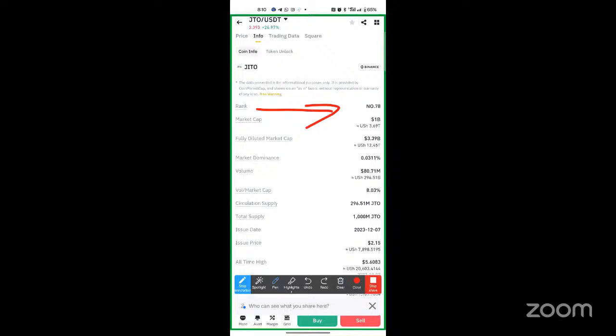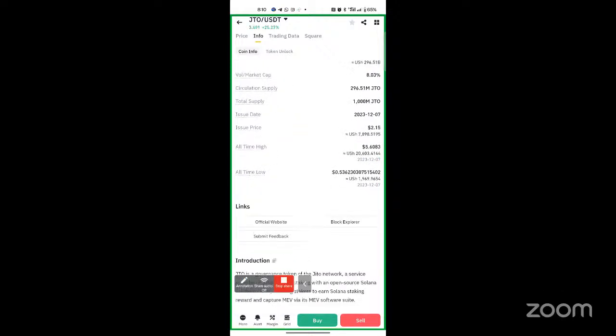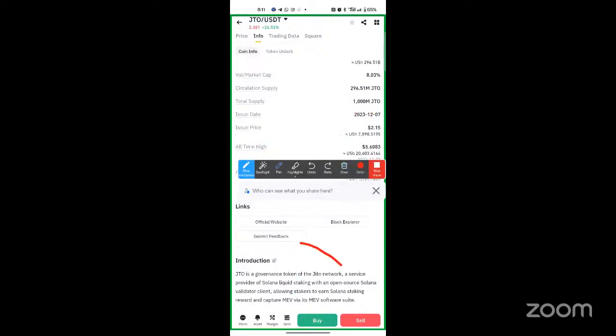Number by market, market cap, amount of money there. Full, but these I will explain in the evening. Okay, come here. Introduction. What is JTO? JTO is a governance token of the JITO network. Now, I'll talk about governance tokens, but in the evening.